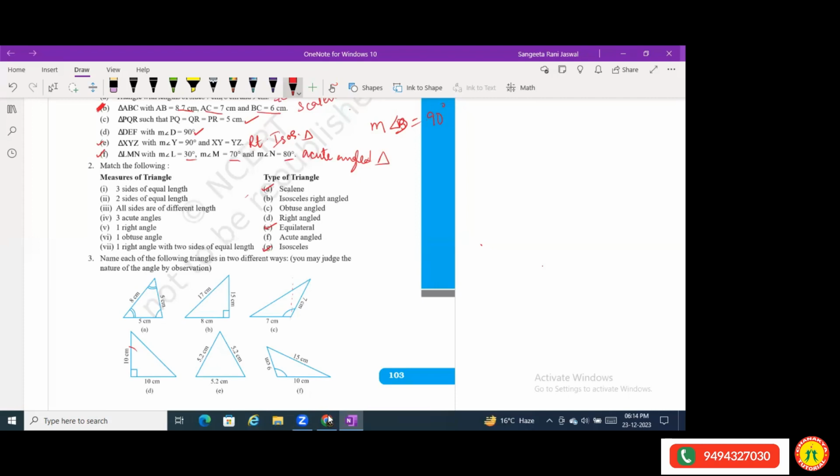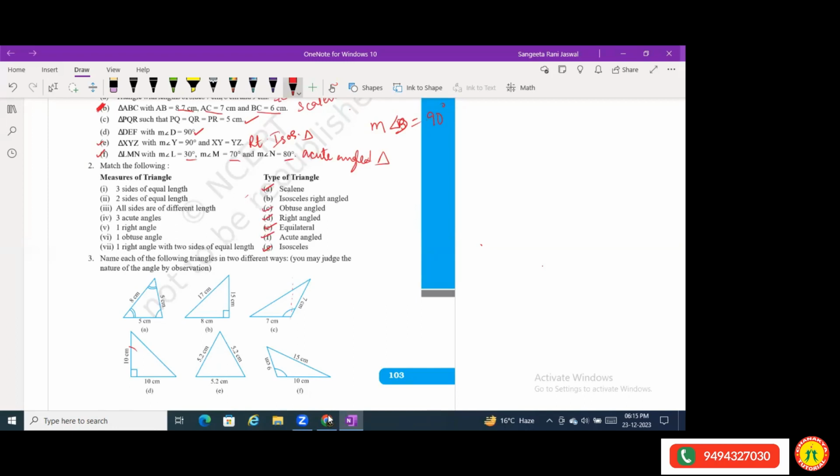Teacher, which one? I'll ask you now. All sides are of different length. What will you match this with? Teacher, it's scalene. Okay. Now, fourth one. Three acute angles. Ma'am, acute angle. Ritesh, give the answer. Three acute angles. I'll match this to acute angle. One right angle, right angled. Okay. Obtuse, obtuse angled.